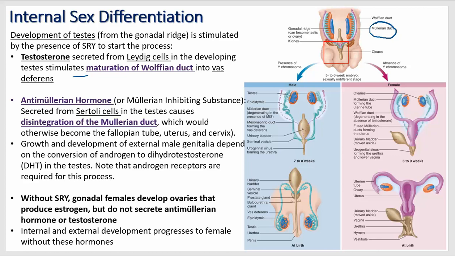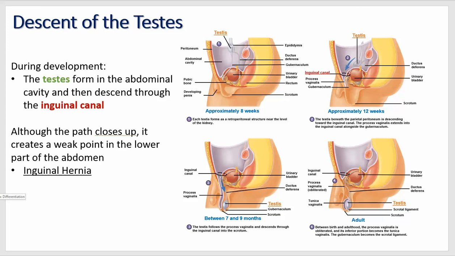Without SRY, gonadal females develop ovaries that produce estrogen, but because they don't secrete the anti-Mullerian hormone or the testosterone, the Mullerian duct will go on to develop into the fallopian tubes, and the Wolffian duct won't, because there's no testosterone to support its development, so it'll disintegrate. Does that make sense? One or the other is going to survive. One is going to disintegrate, one is going to develop. It really depends on the presence of testosterone to develop the Wolffian duct and the presence of anti-Mullerian hormone to cause the Mullerian duct to disintegrate.